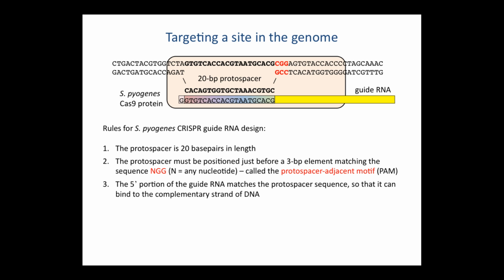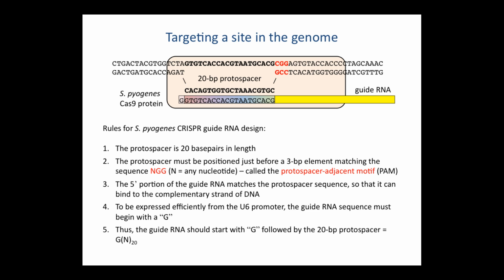Next, the 5' portion of the guide RNA must match the protospacer. It is this portion that hybridizes to the complementary strand of DNA, the mechanism by which sequence recognition occurs. Of note, because you're using the U6 promoter, there's a specific constraint. The guide RNA must start with a guanine in order for it to be transcribed. Thus, you should add a G to the beginning of the protospacer, making it a 21 base sequence that you're placing at the 5' end of the guide RNA. The extra base at the very beginning of the guide RNA does not affect binding of the complex to DNA.